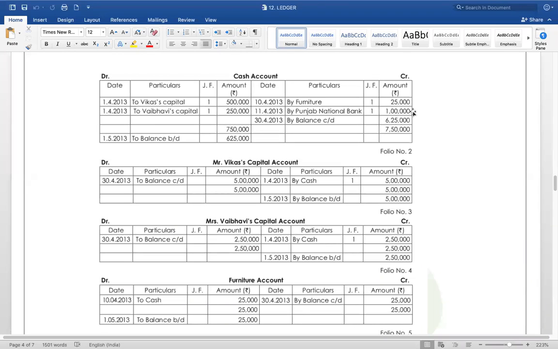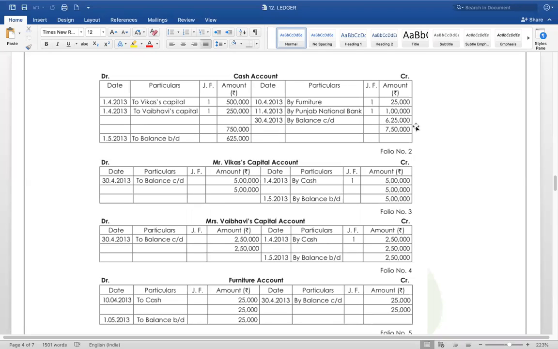But the actual total on the credit side is 1 lakh plus 25,000, that is 1 lakh 25,000. Whereas the debit side total is 7,50,000. Therefore, the account is showing a debit balance of 6,25,000. Okay, the account is showing a debit balance of 6,25,000.